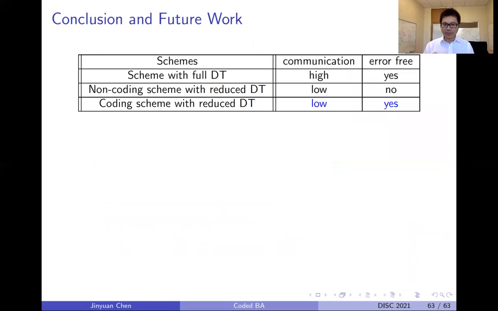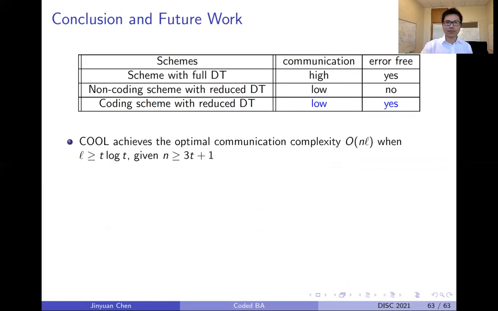Okay, in this talk, we show how to solve the BA problem by using the tools from coding theory together with graph theory and linear algebra. We show that the coding solution with reduced data transmission is a good solution in terms of the communication complexity and the correctness. Our protocol can be extended easily to the Byzantine broadcast problem with the same performance.